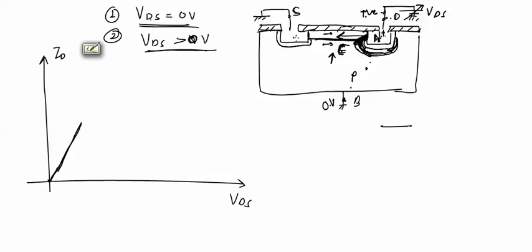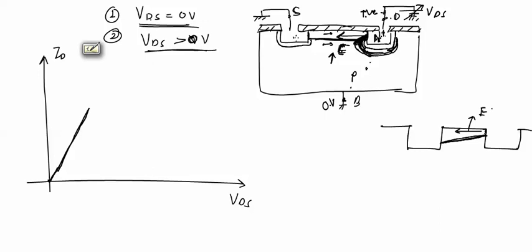With further increase in VDS, we will see this shape of channel. The channel will be like this. The width of the channel will be decreasing towards the drain end as compared to towards the source end. But at the same time, the field due to VDS is increasing, so drain current ID will be increasing.